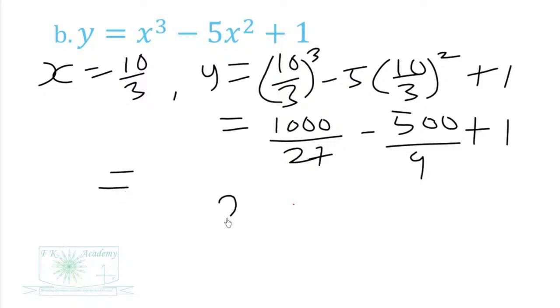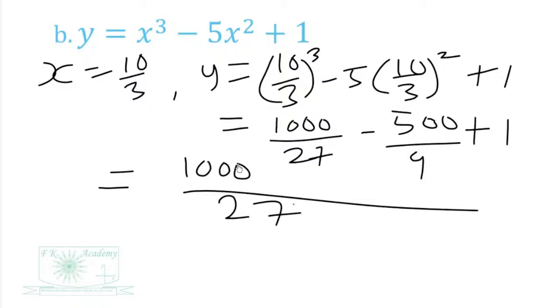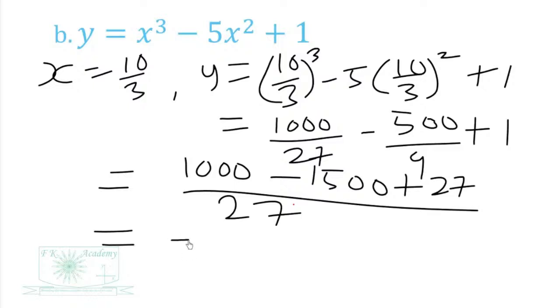The LCM will be 27. So we have 1000, 9 into 27, 3 times 500. That will be 1500 plus 27. So that will give us negative 500 plus 27, which is negative 473 over 27.